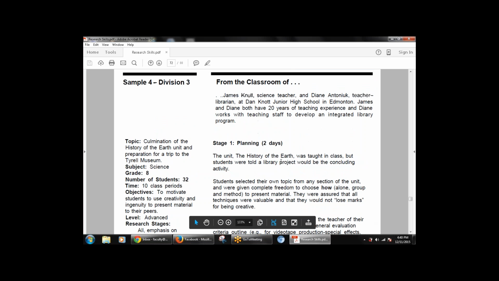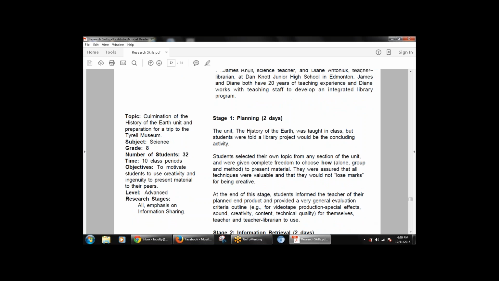So let's start with the various stages. Stage number 1 is the planning, that is for 2 days. The unit, the history of the Earth, was taught in class, but the students were told a library project would be the concluding activity. And students selected their own topic from any section of the unit.